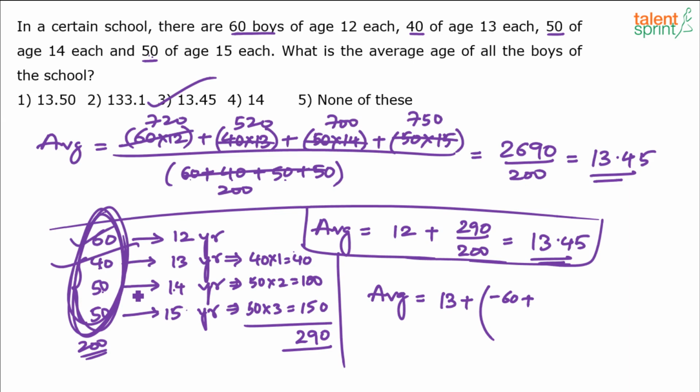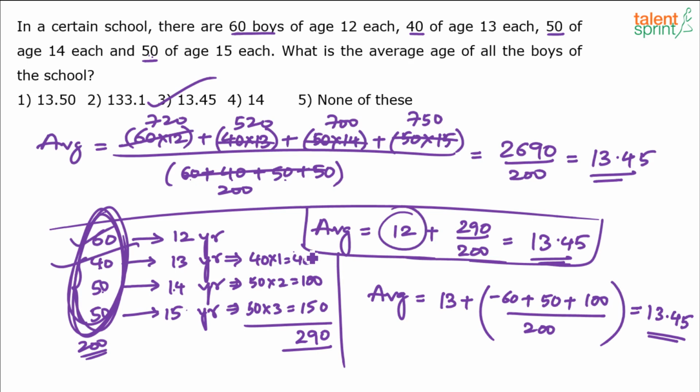Here, 50 boys have got 1 rupee extra. 13 is supposed to be the average, right? They've got 14 each. So 1 rupee into 50, plus 50. And here, 50 boys have got 2 rupees extra. So 50 into 2, 100. Divide by 200. Do this calculation. So this is like 90 by 200. 90 by 200 is 0.45. See, 100 plus 50, 150. 150 minus 60 is 90. 90 upon 200. 90 divided by 200 is 0.45. 13 plus 0.45, 13.45.